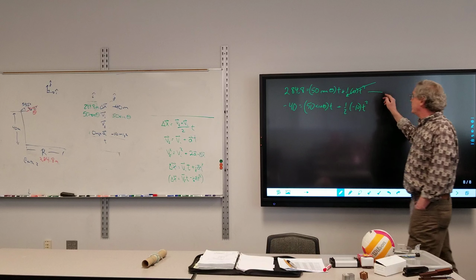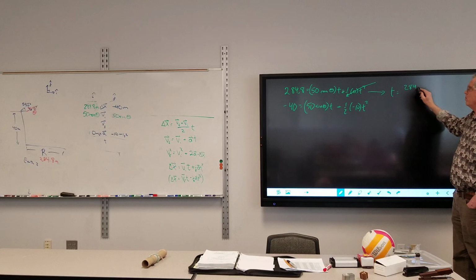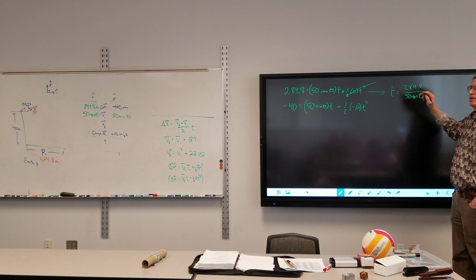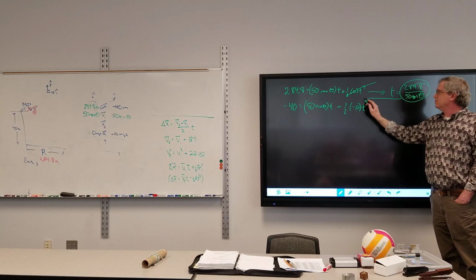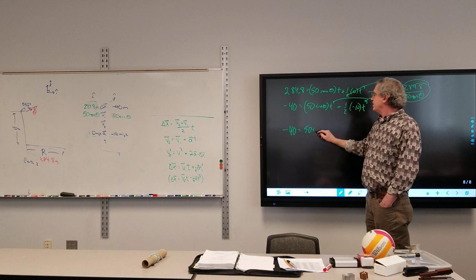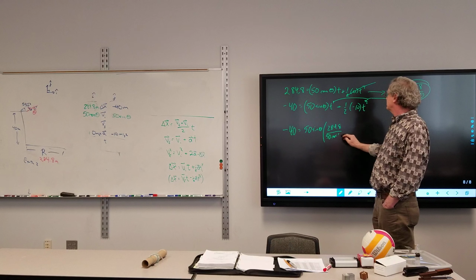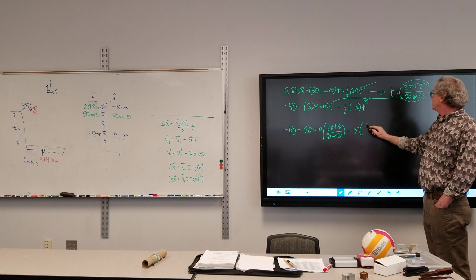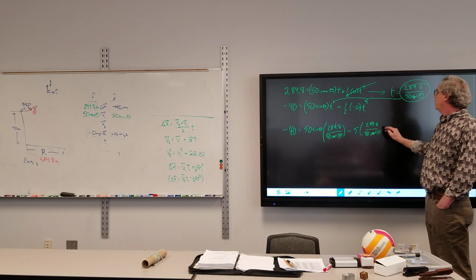Solving for time in the first equation, because again, two equations, two unknowns, I have time is equal to 284.8 divided by 50 cosine of theta. Plug that into here. I get negative 40 is equal to 50 sine of theta times 284.8 over 50 cosine of theta, minus 5 times 284.8 over 50 cosine of theta, squared.